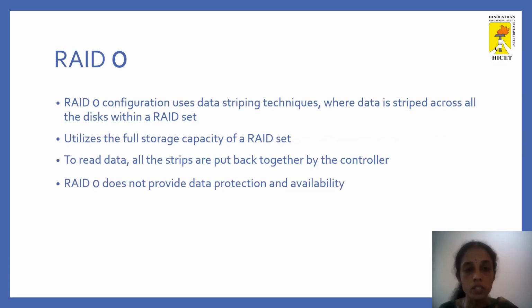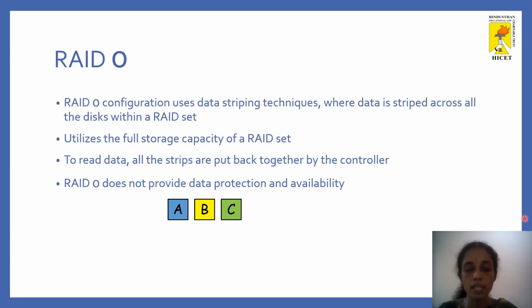So RAID 0 uses the data striping technique, where data is striped across all the disks within a RAID set. So it utilizes the full storage capacity of a RAID set. To read the data, all the strips are put back by the controller. This RAID controller is responsible for reading or writing to the RAID array. RAID 0 does not provide any data protection or availability.